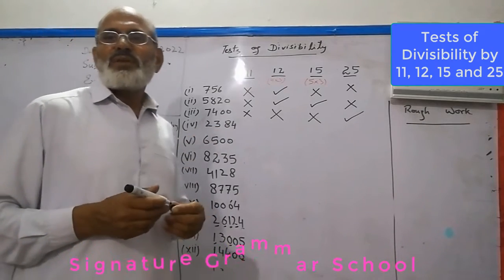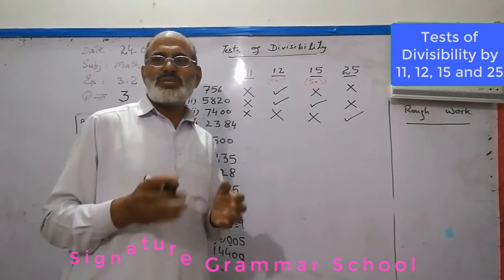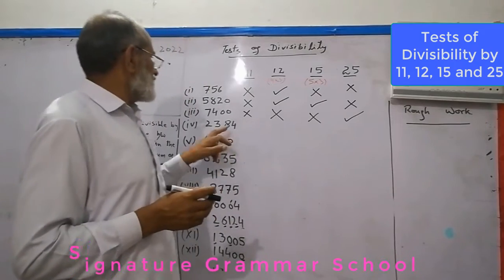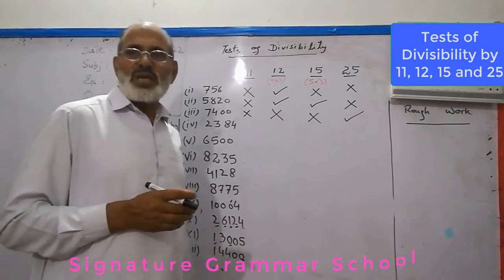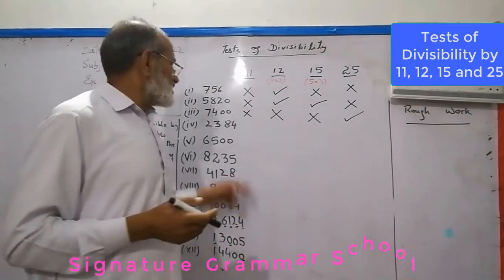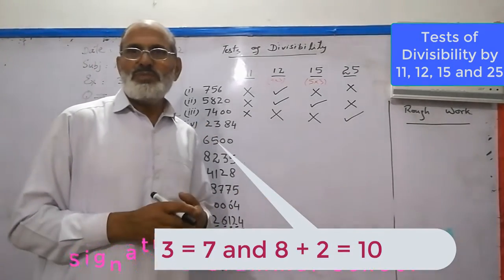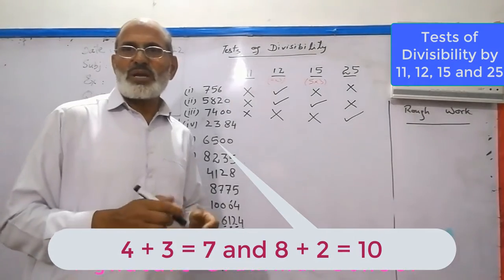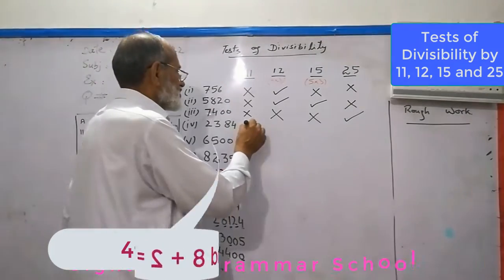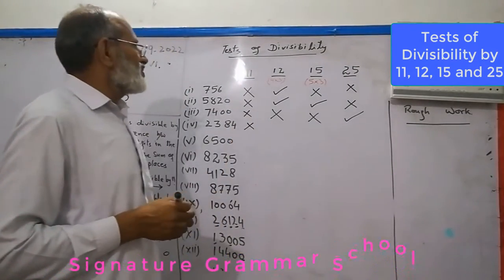2,384. If I take the sum total of the digits at odd places, that will become 4 plus 3, 7. And at even places, that is 8 plus 2, 10. Subtract 7 from 10 becomes 3. So both of the conditions are not met. Therefore, I put here a cross for 12.